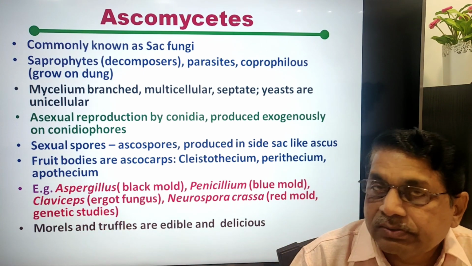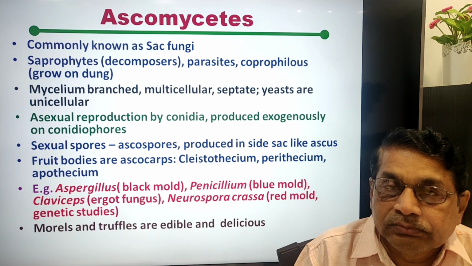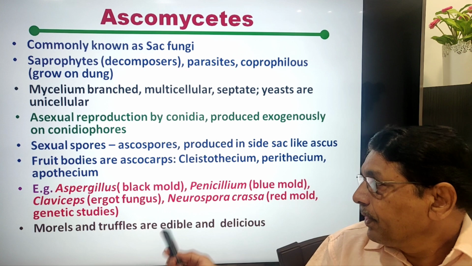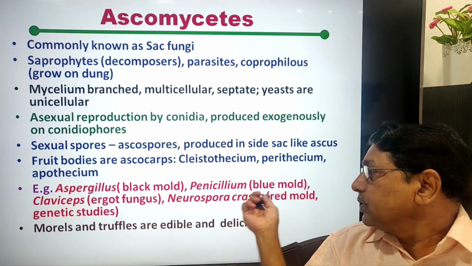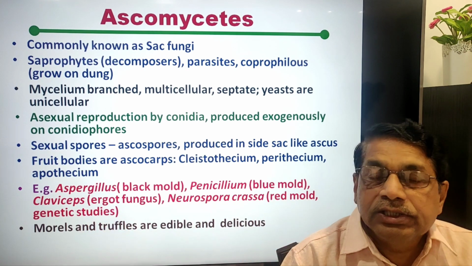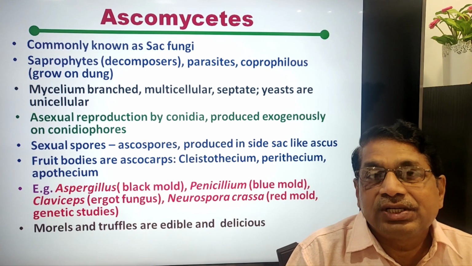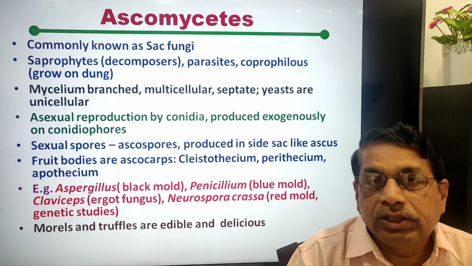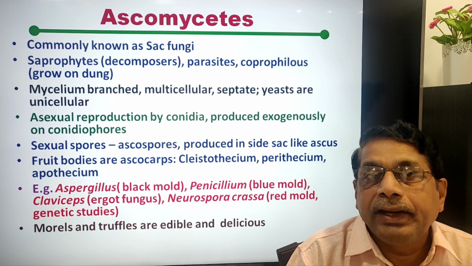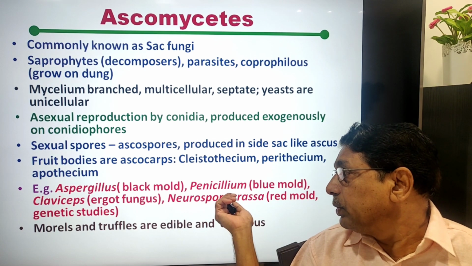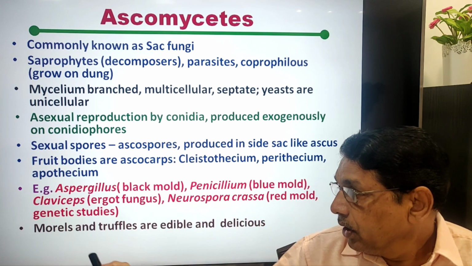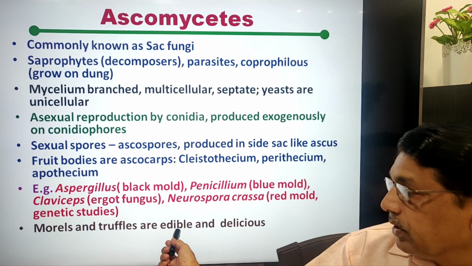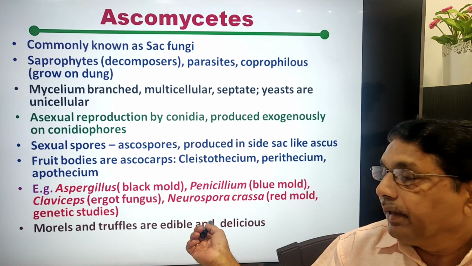Claviceps, ergot fungus on rye plants, produces ergot toxin. The disease is ergotism. Neurospora crassa is commonly called red mold. This has been extensively used in genetic studies. The one gene, one enzyme theory was proposed by Beadle and Tatum while working on Neurospora crassa. Also morels and truffles, which are edible and very delicious.